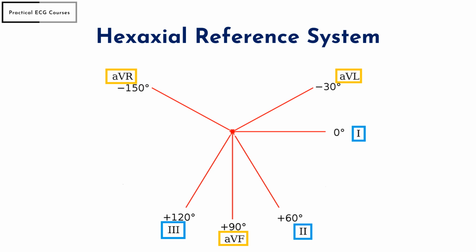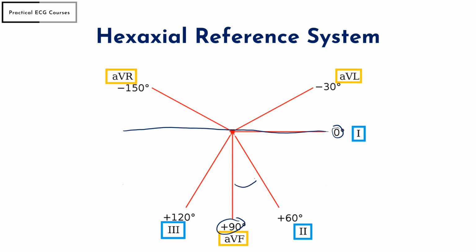I've removed all the unwanted bits of the hexaxial reference system and kept the bare minimum that we need to know. You already know the locations of all the leads. Now, to remember the degrees, just draw a straight line. If this is 0, then this is plus 90 because it comes in the lower half.